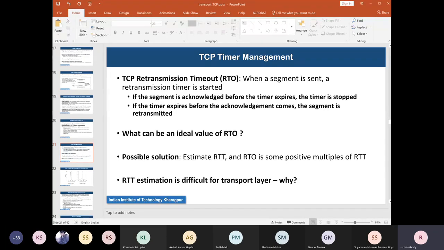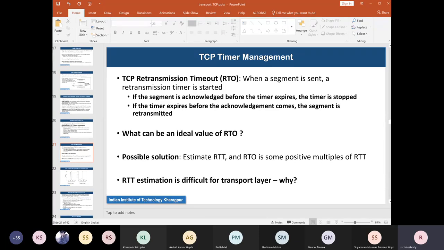So this is the retransmission timeout, or RTO. Whenever a segment is sent, for every individual segment, a timer is started. If the segment is acknowledged before the timer expires, the timer is stopped. And if the timer expires before the acknowledgement comes, the segment is retransmitted. Now, what is this retransmission timeout? It is the interval after which retransmission might happen if there is no acknowledgement.